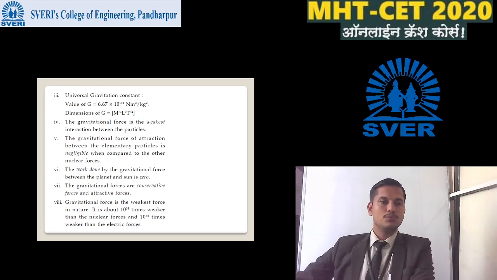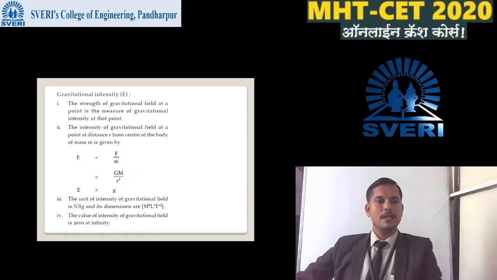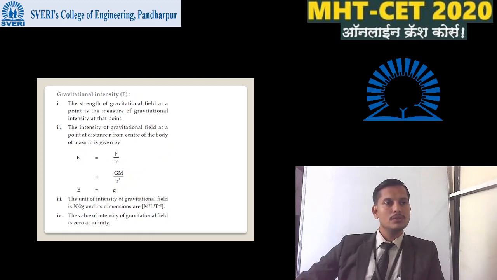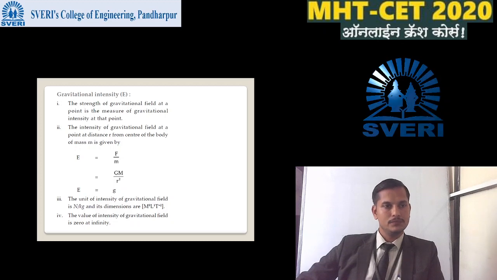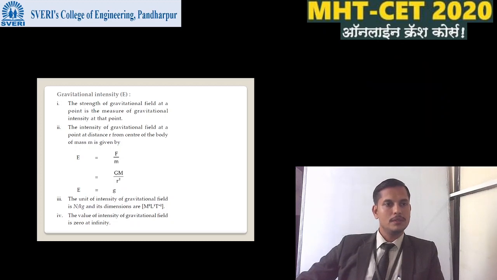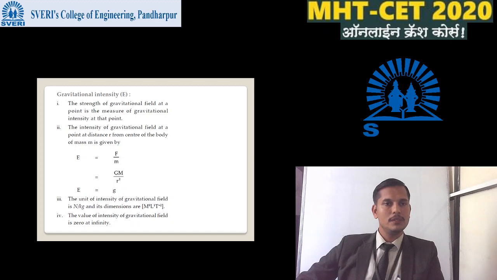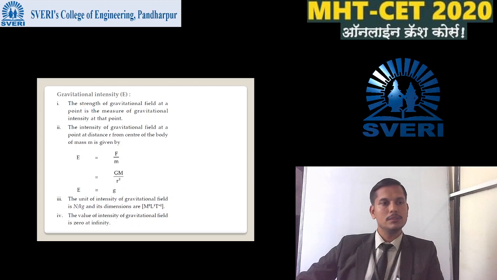Okay, so let us move to the next slide. So in this we are checking what is meant by gravitational intensity. So first we read it. The strength of gravitational field at a point is the measure of gravitational intensity at that point. So it is related to the strength of gravitational field at a particular point.